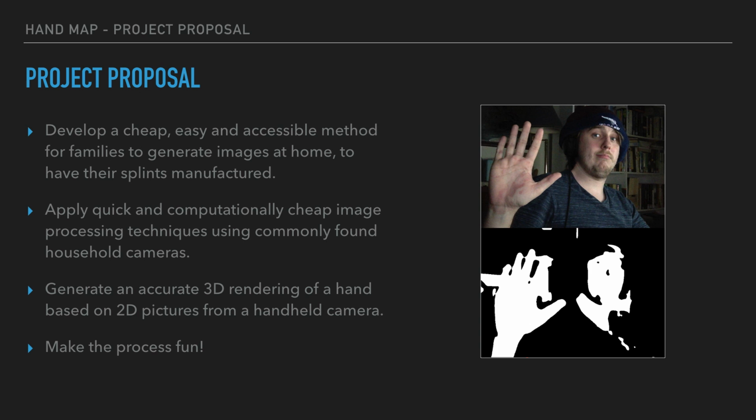I want to develop a cheap, easy, and accessible method for families to generate images at home and to have their splints manufactured without having to visit a medical centre. What this will mean is I'll need a way to apply quick and computationally cheap image processing techniques to commonly found household cameras, like an iPhone or an Android. From there, I'll generate a 3D rendering of a hand based on the 2D images from the camera. And above all, I want to make the process fun and not confronting to small children.